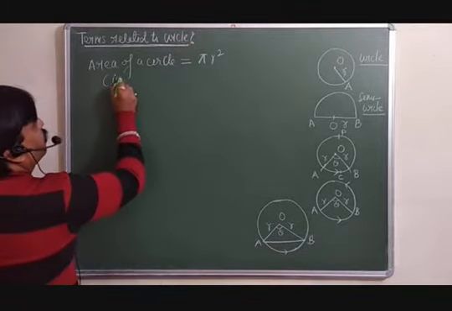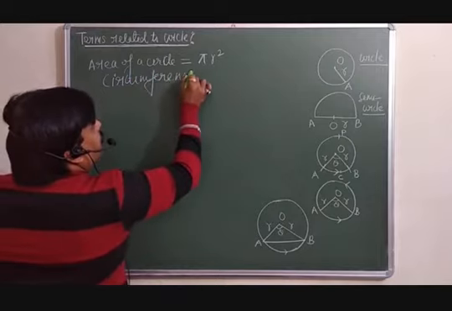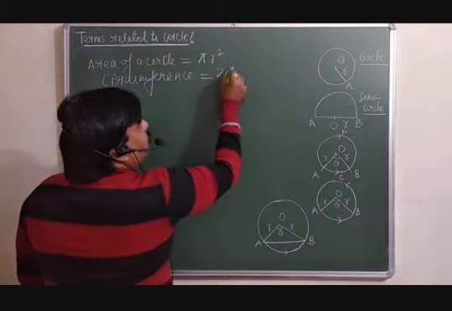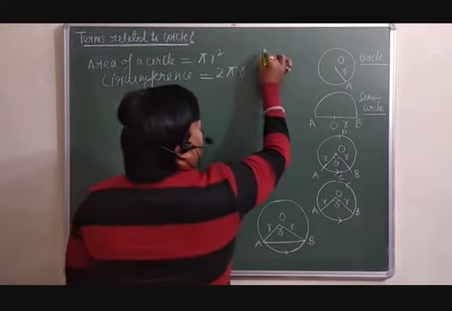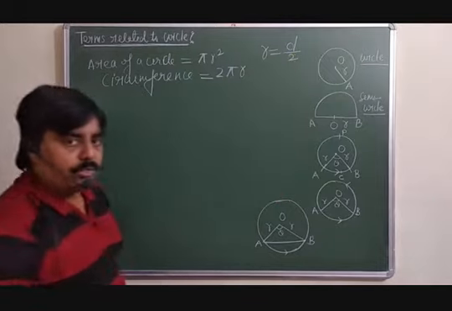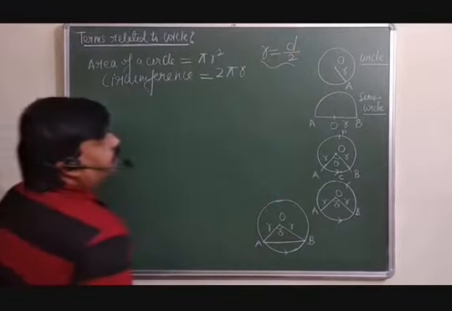If we talk about the circumference of a circle, meaning the outer boundary, that is equal to 2 pi r, where r is the radius and the radius is half of the diameter. We already know that. Sometimes the diameter may be given, so you can calculate the radius from it.